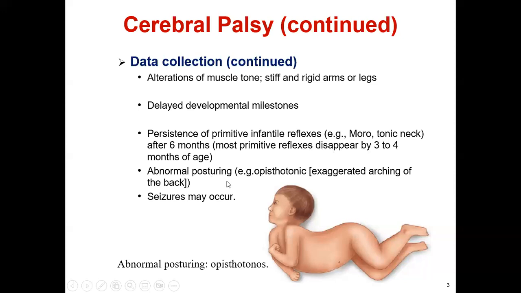Abnormal posturing, right? Like I said, opisthotonic posture, exaggerated arching of the back, this one. Also, seizure may occur. So the most common signs and symptoms are ataxia, spasticity, muscle weakness, impaired gait, swallowing problem, speech problem, visual problem, hearing difficulties, sometimes tremor, reflex abnormalities, intellectual disabilities, and seizure.